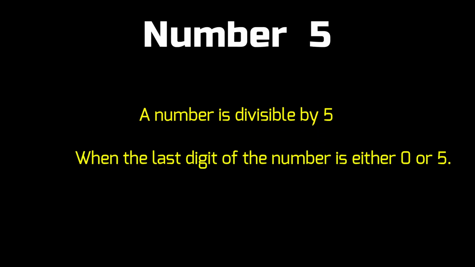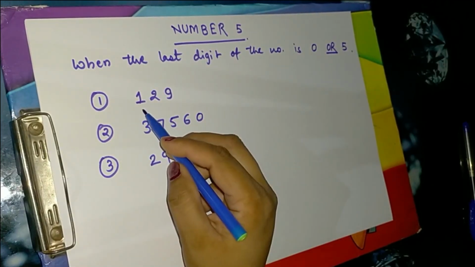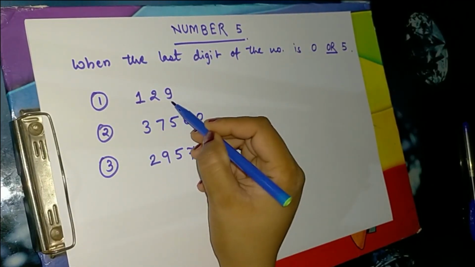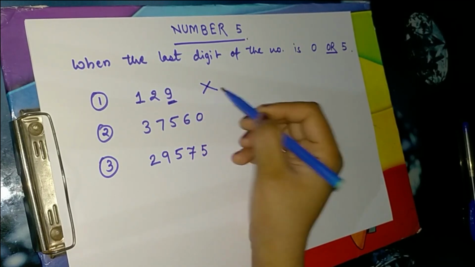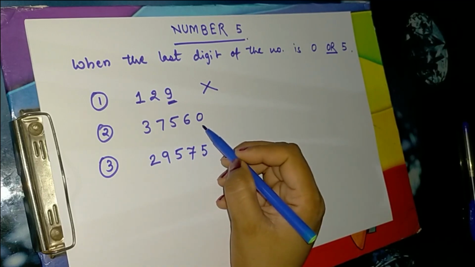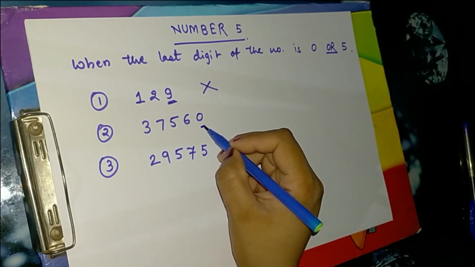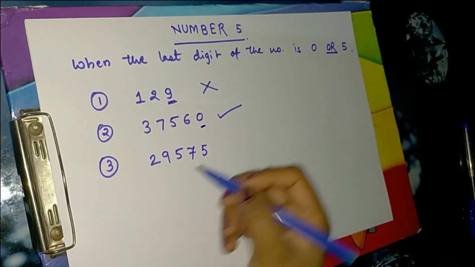A number is divisible by 5 when the last digit of the number is either 0 or 5. For example, here we have three numbers. Our first number is 129. Here you can see that the last digit of this number is 9. So we can say that this number is not divisible by 5. Our next number is 37,560. As the last digit of this number is 0, this number is definitely divisible by 5.